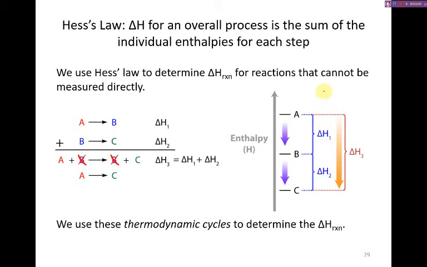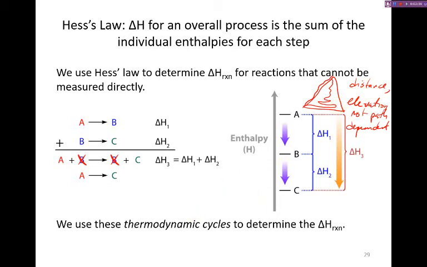Remember when we talked about state functions, one of the examples we gave is that if you're climbing up a mountain, the path you take is going to determine your distance traveled. However, we see that elevation is not path dependent. So elevation is a state function, whereas distance is not.